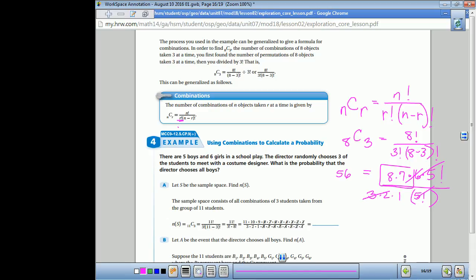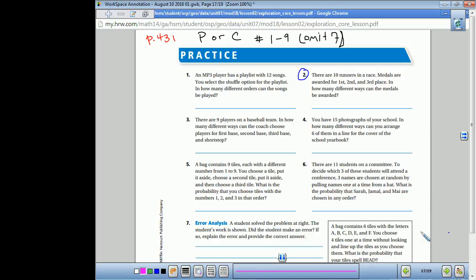Questions? Okay. The next sheet has some examples on it. And we're not going to do them, we're just going to label whether we think they're permutations or combinations. You can put a P for permutation, a C for combination. And we're just doing 1 through 9, omitting number 7 because that's an error analysis problem.